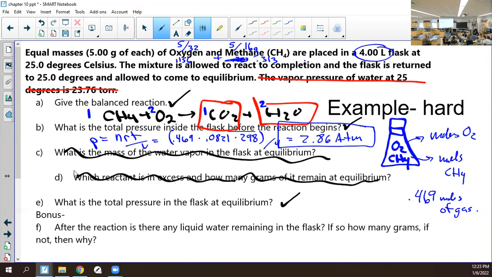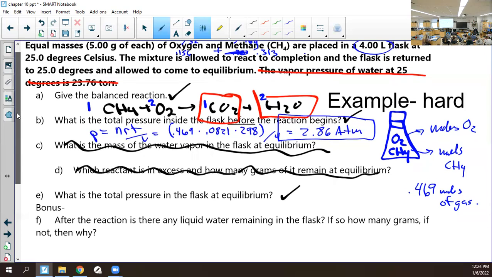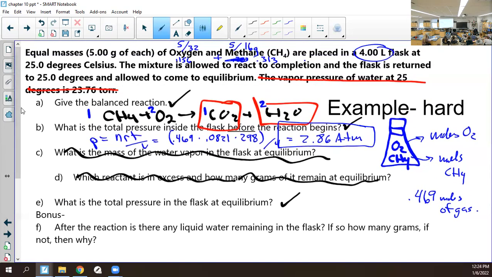Then we skip this part. What is the total pressure in the flask at equilibrium? Okay, equilibrium just means at the end, when it's returned to 25 degrees Celsius. Okay, so now I have to do some chemistry. I need to know which one of these is my limiting reactant. And oh, good, I didn't do it because they're written in different orders. I thought there was no limiting reactant. Does anyone see why my mind thought that?